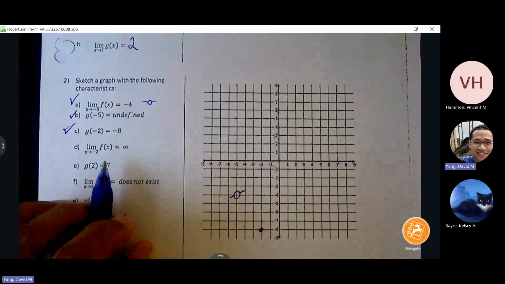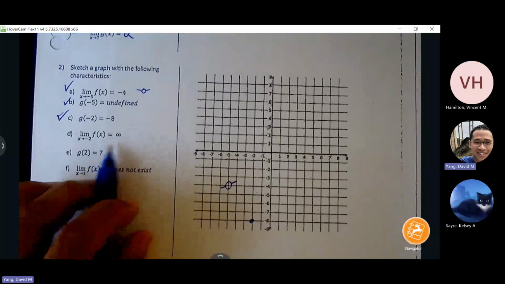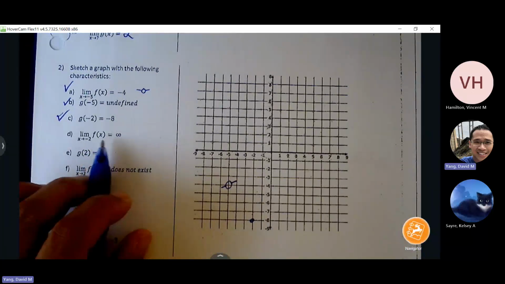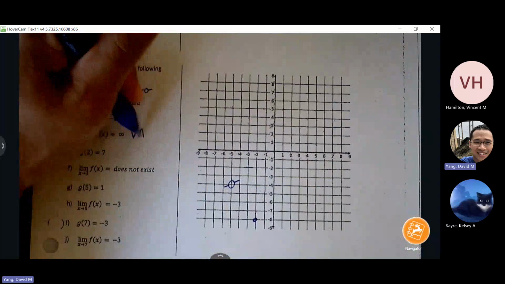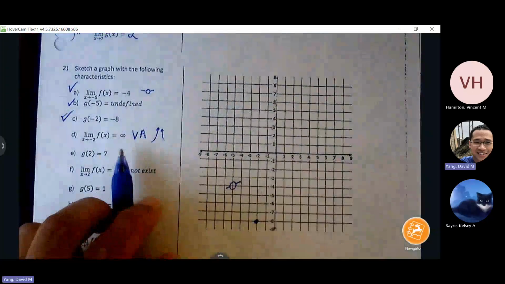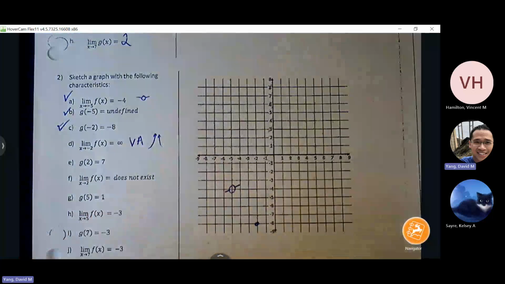Limit as x approaches -2 equals infinity. So that tells you that there's a vertical asymptote there, that as we approach -2, our y value is going to shoot up to positive infinity, both sides. So we know there's a vertical asymptote. Our graph will look like this. That infinity means I need both sets of arrows going up.